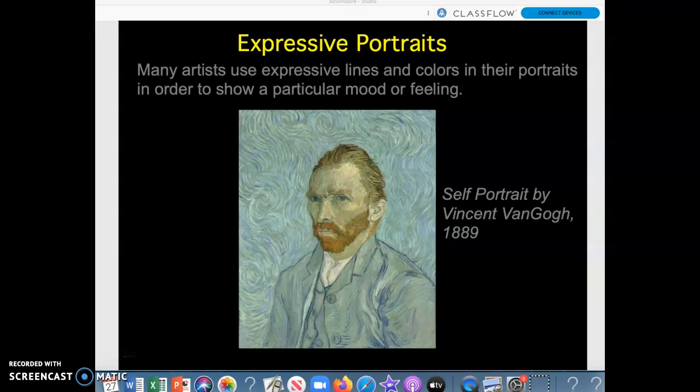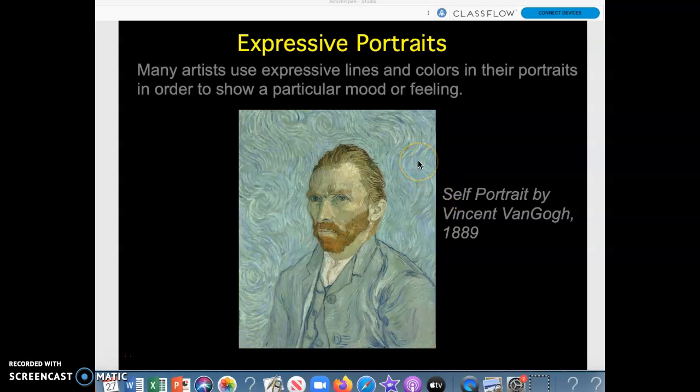This is a very expressive self-portrait done by the artist Vincent Van Gogh. Perhaps you remember him from last year, studying him and his famous painting Starry Night. He is known for his swirling brushstrokes. So you see lots and lots of expressive lines, especially in the background and the lines of his jacket.